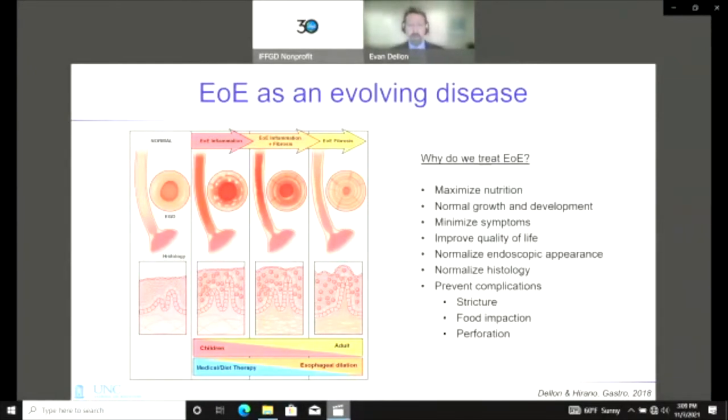Well, why do we treat EoE? Well, we do this to maximize nutrition, help with normal growth and development, minimize symptoms and improve quality of life, help the esophagus look normal and healthy, help the biopsies look normal, and then to prevent complications that are due to this kind of scar tissue like strictures, food getting stuck, or even esophageal perforation where the esophagus can tear. Right now, we do not believe that EoE is a risk factor for esophageal cancer. We don't think that it progresses to a cancer, which is good news.